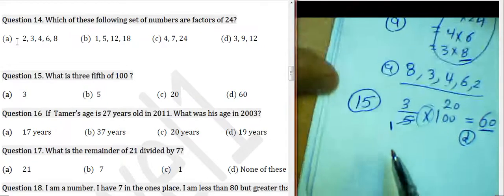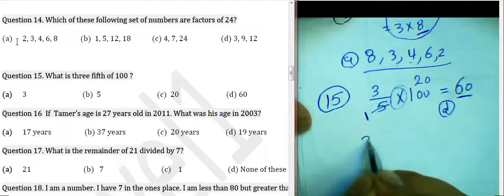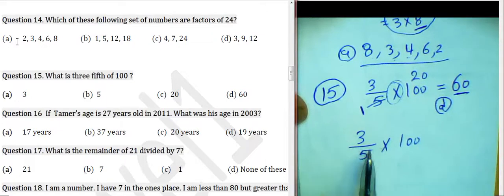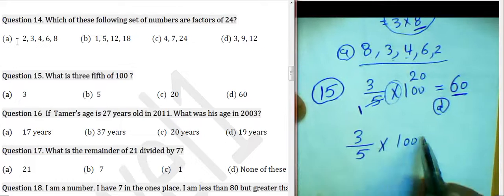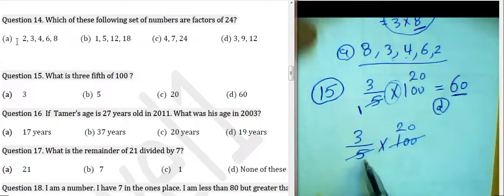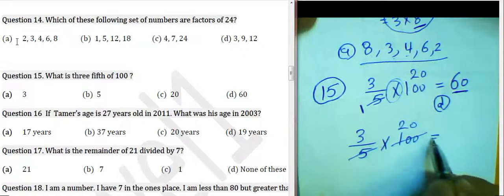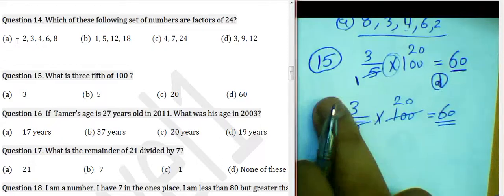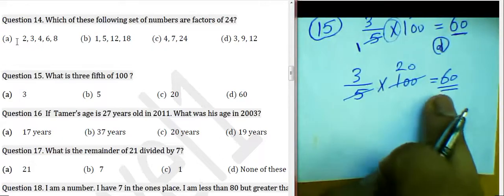3/5 means 3 over 5 of 100. 100 divided by 5 equals 20. 20 multiplied by 3 equals 60. So we must choose letter D for question 15.